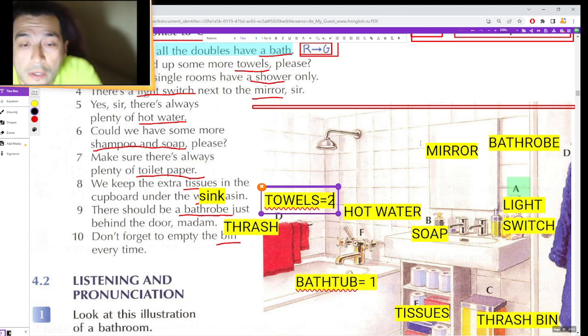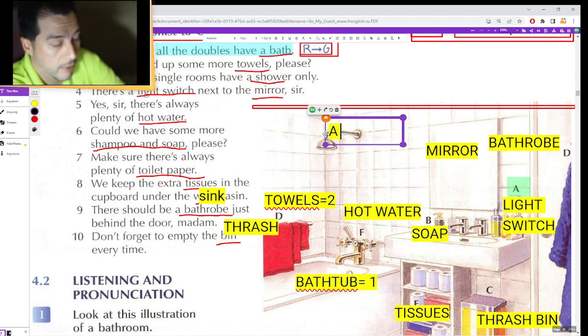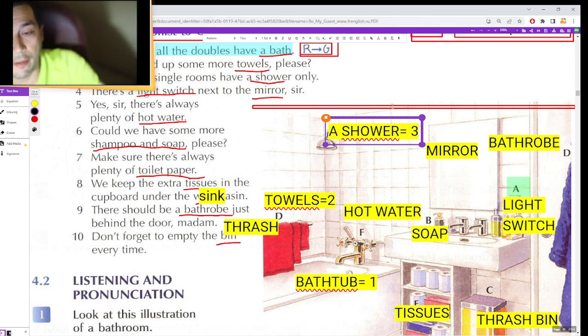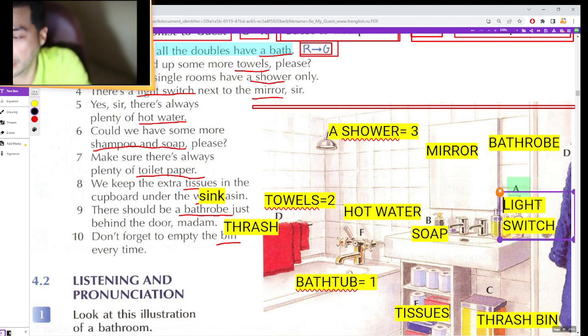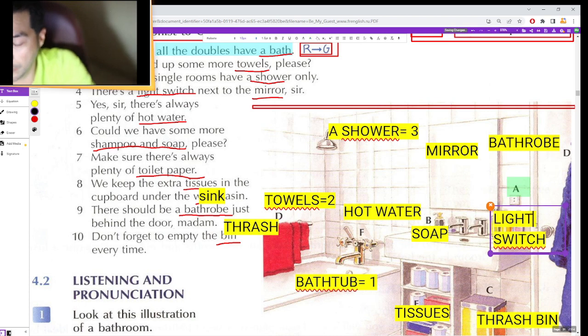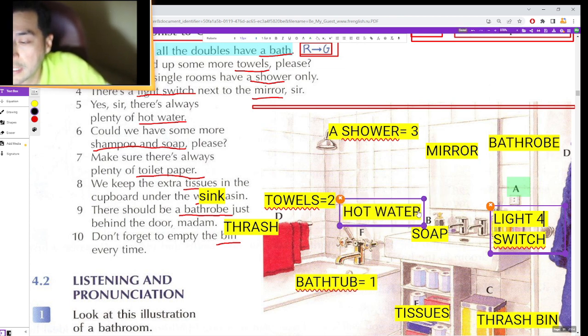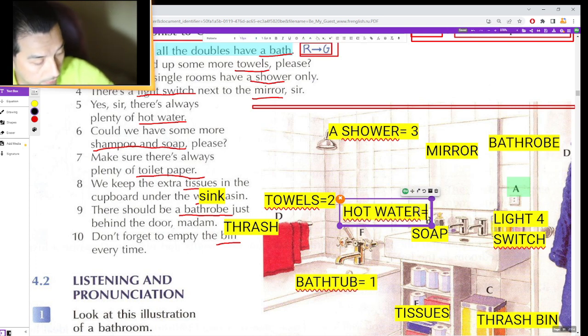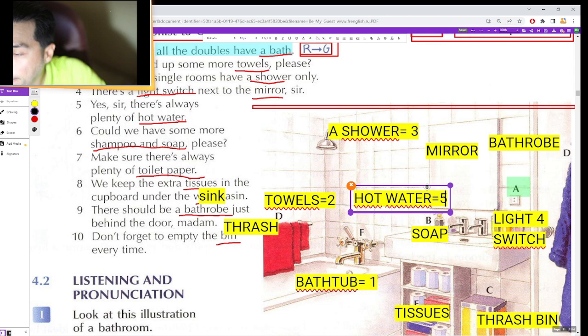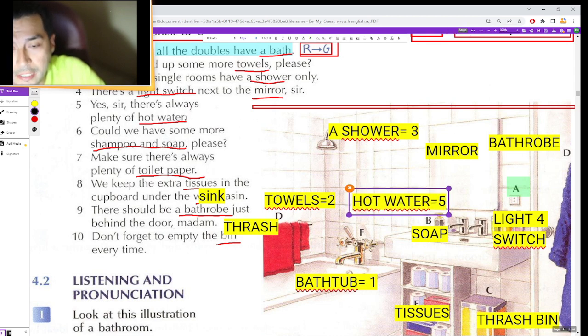Number three, some of the single rooms have a shower only. Oh, a shower right here. Number four, light switch. Here's the light switch. Number five, yes sir, there's always plenty of hot water. This is number five, plenty of hot water. Number six, could we have some more shampoo and soap? Right here, number six, the shampoo and soap.